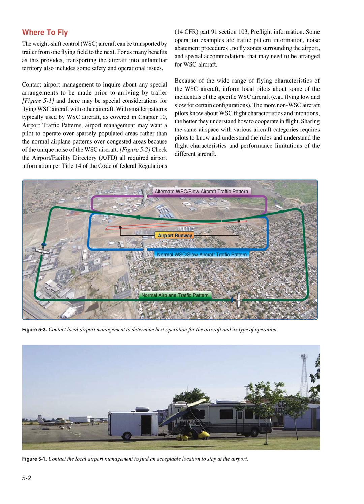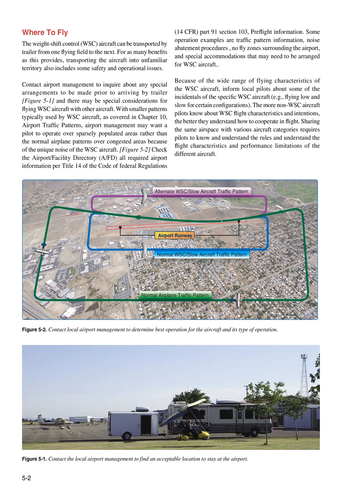Figure 5.2. Check the Airport/Facility Directory (A/FD) and all required airport information per Title 14 of the Code of Federal Regulations (14 CFR) Part 91, Section 91.103, Preflight information. Some operation examples are traffic pattern information, noise abatement procedures, no-fly zones surrounding the airport, and special accommodations that may need to be arranged for WSC aircraft.